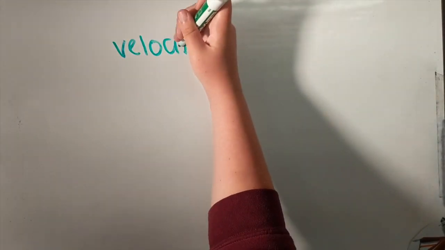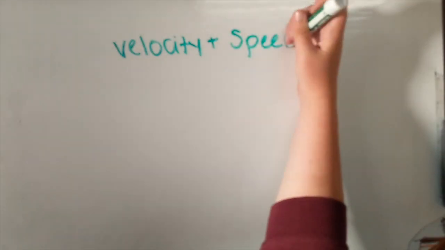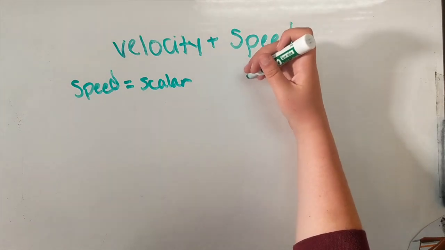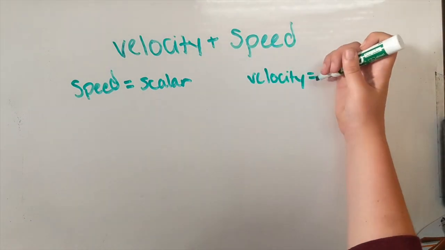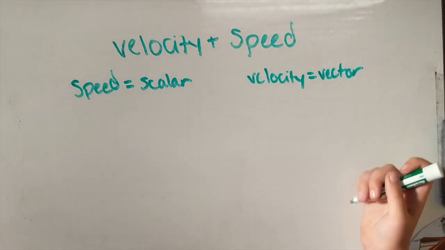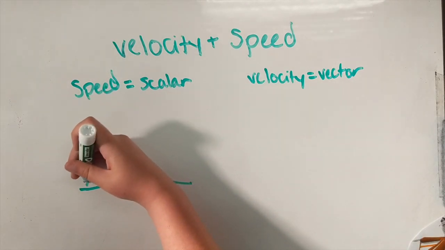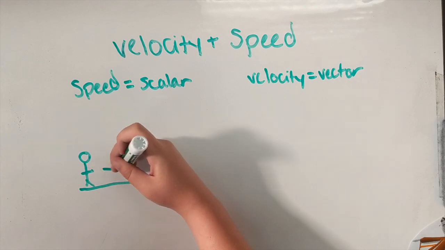Our next topic is velocity and speed. Woohoo! So speed is a scalar quantity, while velocity is a vector quantity. Here's an example on how to find speed.